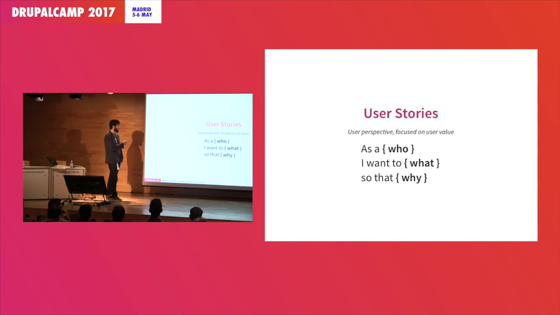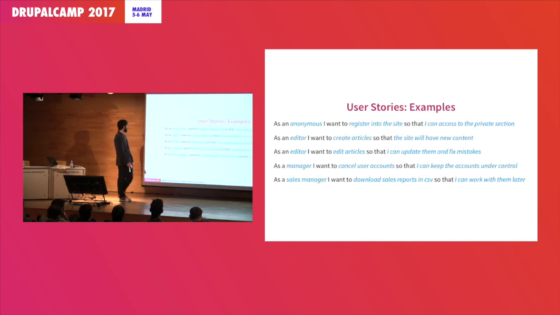So there's a formal sentence, which is: as a blank, I want to blank, so that blank. It's easy for us and easy to understand with the client. The client just needs to fill the gaps, and we can transform a specification document into that. Some examples, okay? As an anonymous user, of course, I want to register into the site so that I can access the private section.